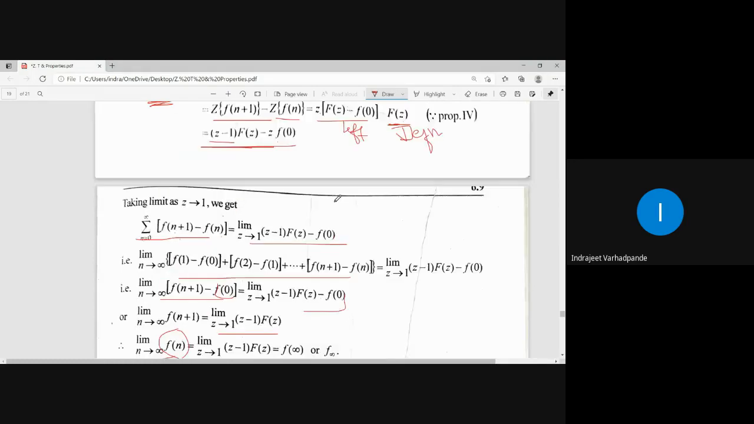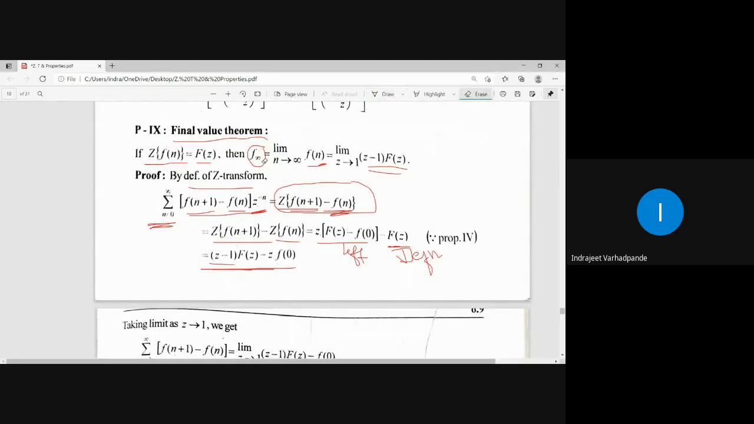Final value theorem में क्या करना है, we are interested in finding out the final value or the last value of the sequence which is denoted by f of infinity. So by definition z of f of n is f of z and f of infinity to be shown this. क्या remember करना है, this is important step. You need to remember that to start with the proof of this particular property, you need to consider the value f of n plus 1 minus f of n. ये दोनों का difference is the Z transform to be considered.